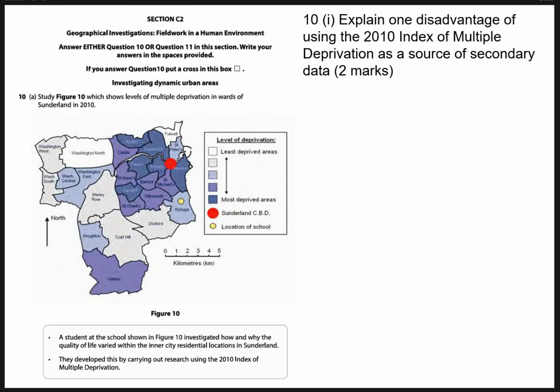So this is a real exam question. They're all real exam questions here. This is based on the index of multiple deprivation. So the command word you can see here is explain, which means that you have to give a reason, you have to develop it. So the question is about secondary data weaknesses, not about your fieldwork, not this one. Okay, so the figure is figure 10, the levels of multiple deprivation in wards of Sunderland in 2010. Explain one disadvantage of using the 2010 index of multiple deprivation as a source of secondary data.